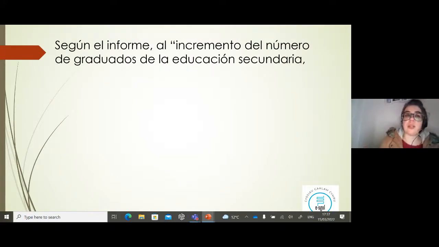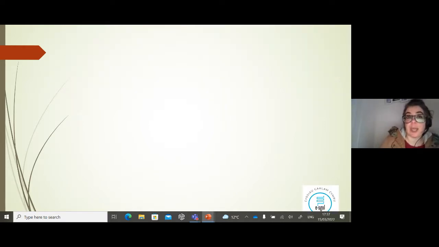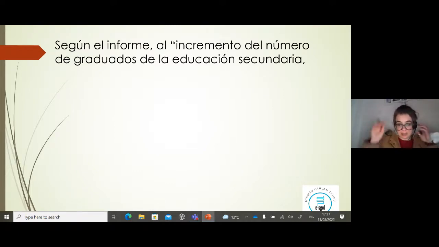And we'll look at another little sentence of this translation. Según el informe al incremento del número de graduados de la educación secundaria. To carry on, have the old text nearby. Remember the question. So you're asking, to what was the big increase due? And here is the answer.